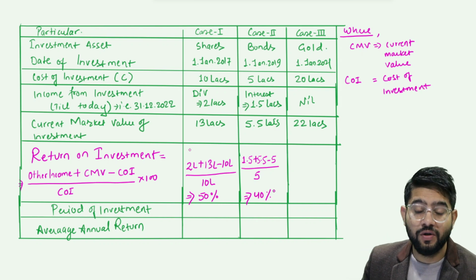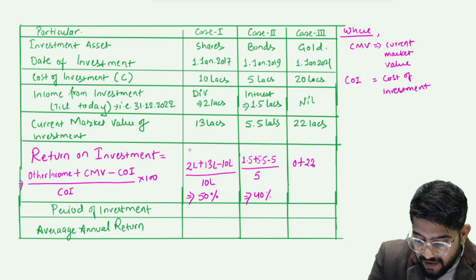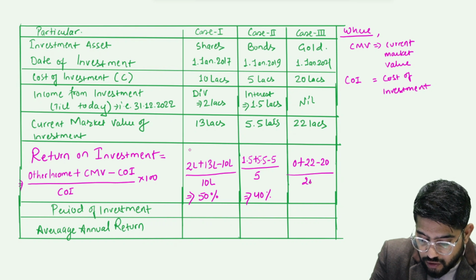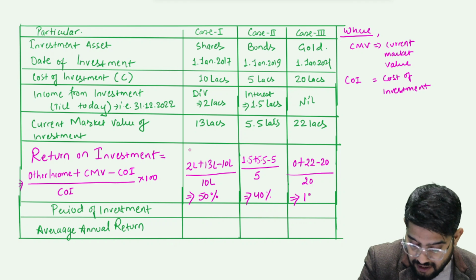Similarly, in case of gold, there is no regular income, which is 0, and current value is 22 lakh, and we have purchased this at 20 lakh, and this is our cost of investment 20 lakh, and we have got this return of 10%.